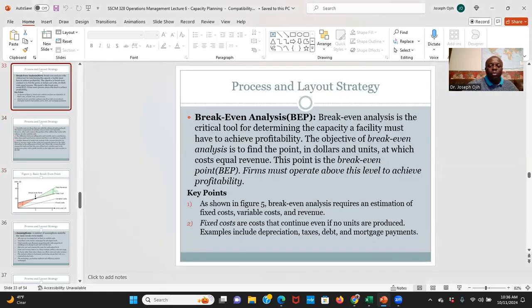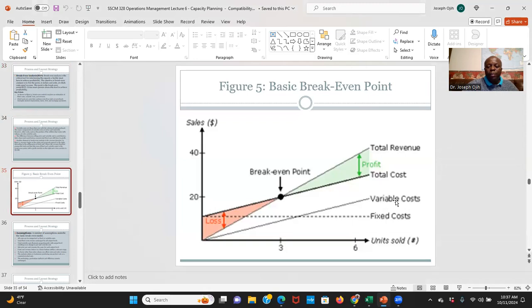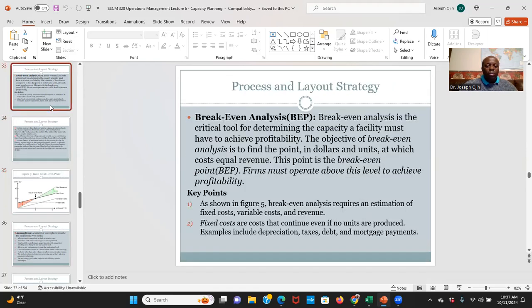As shown in this graph, break-even analysis requires the estimation of total cost, fixed cost, variable cost, and revenue. You have to estimate fixed cost, variable cost, total cost, and total revenue to be able to figure out the break-even point. If you're using a graph, you plot these values, and the point at which the total cost crosses the total revenue graph becomes your break-even point.